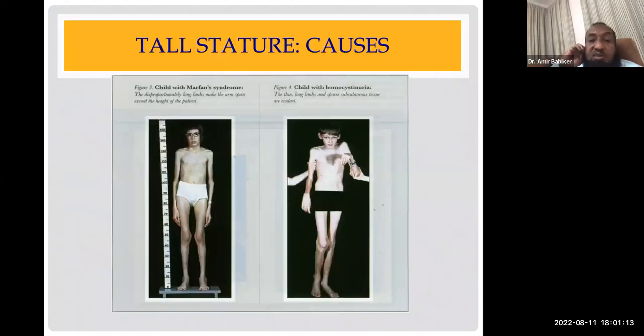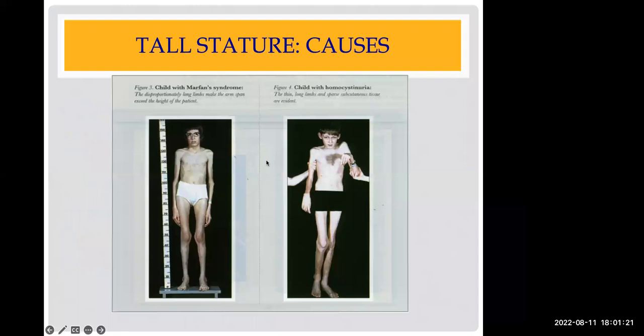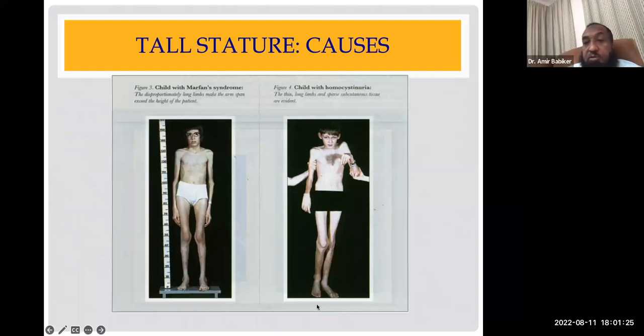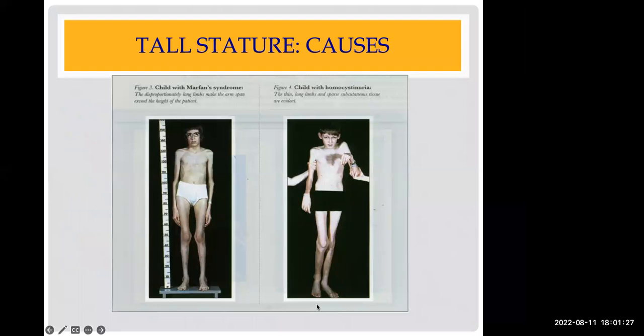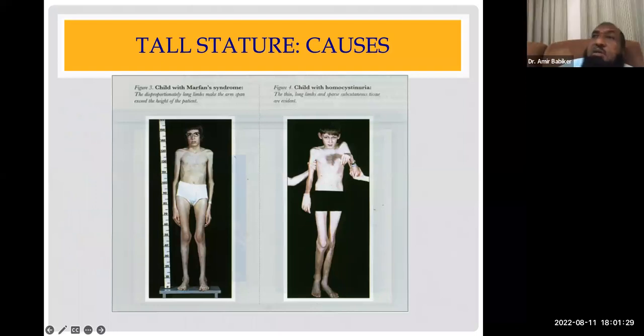Okay, tall stature in brief. If I asked you what is the difference between the child and the child now? Dr. Amir, we have one comment from Dr. Aresha. She is asking about the link of growth hormone and stroke. Stroke, there is no direct link.